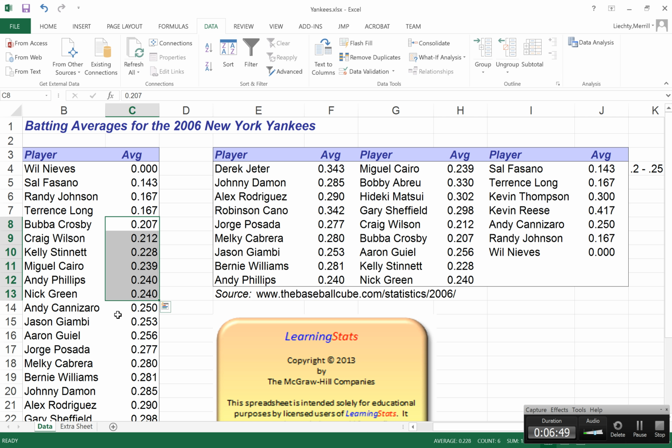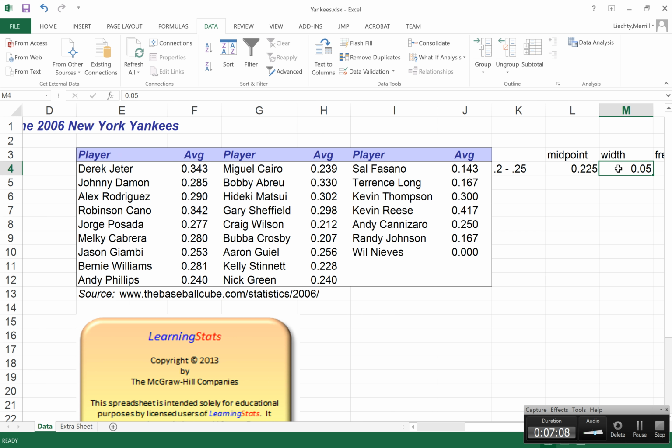Now this guy here, Andy Cannizaro, he's not in that bin, because 0.25 is going to be the cutoff, and that's going to be included in the next bin up. So how many are here? We got 1, 2, 3, 4, 5, 6. We can come over here and say there's 6.